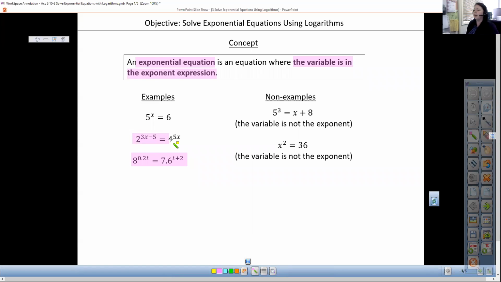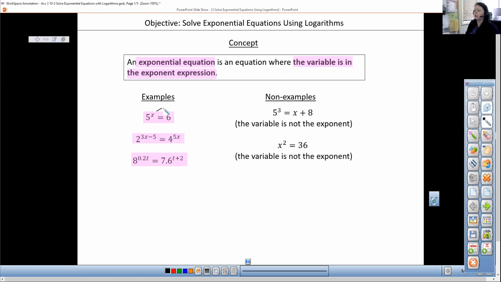But you'll notice that in an exponential equation, the variable is always part of the exponent. And it might be part of one exponent. It might be part of two exponents. This structure is kind of what we need, unless we have bases that are the same. We need two and only two powers or terms in our equation.